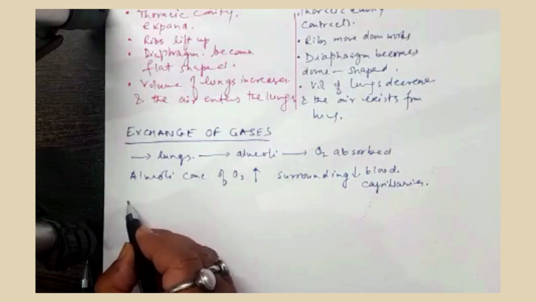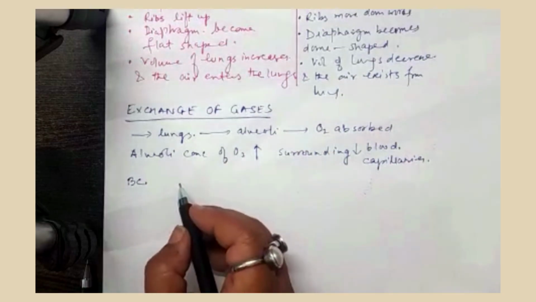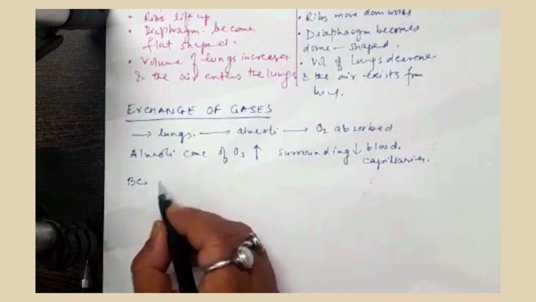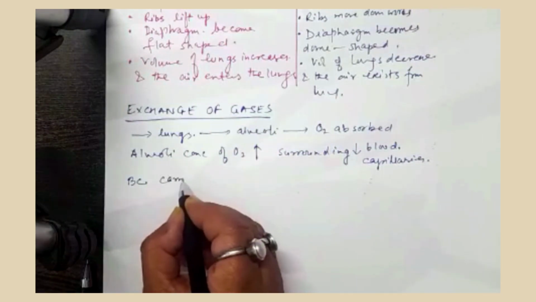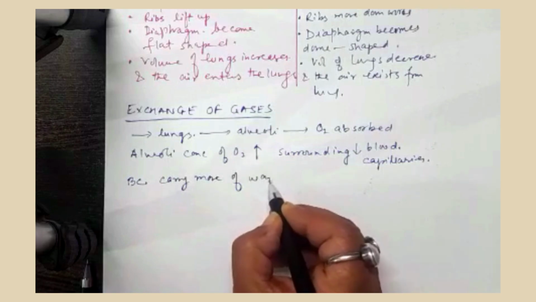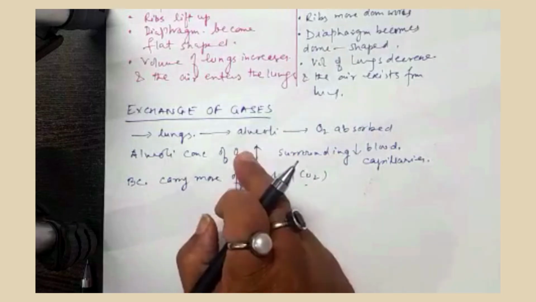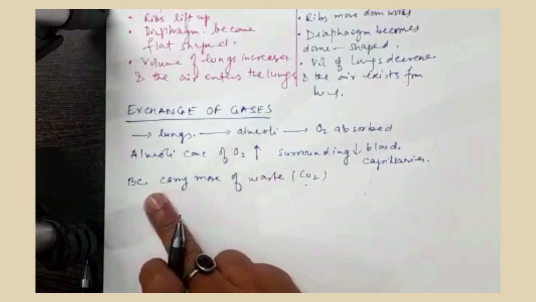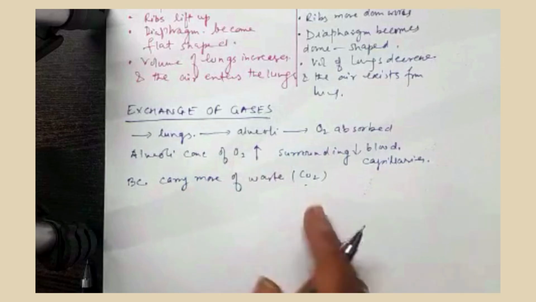ब्लड कैपिलरीज में, ब्लड कैपिलरीज को आई एम राइटिंग BC. ब्लड कैपिलरीज क्या होता है? इसके अंदर बहुत सारा अभी वेस्ट है, ठीक है? दे कैरी मोर ऑफ वेस्ट, और वेस्ट कौन सा? कार्बन डाइऑक्साइड अभी ज़्यादा है। एल्वियोलाई में ऑक्सीजन ज़्यादा है, ब्लड कैपिलरीज में कार्बन डाइऑक्साइड ज़्यादा है। इस पॉइंट ऑफ टाइम पे क्या होता है?